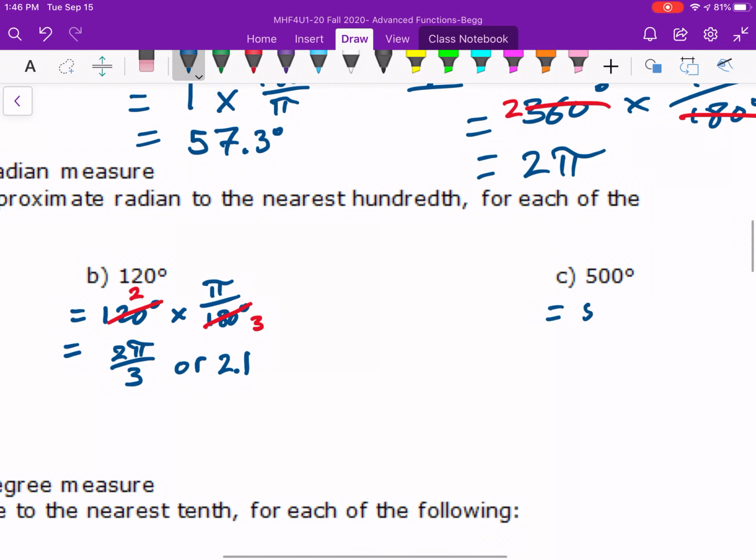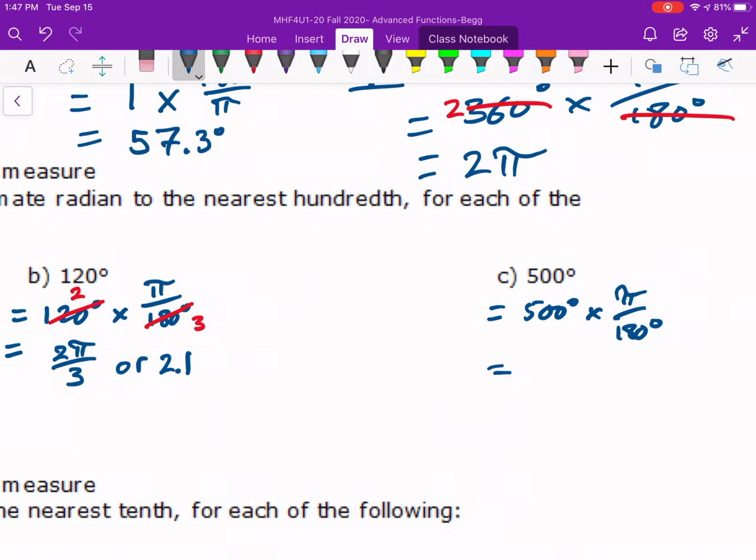So 500 degrees times pi over 180. When I reduce, I can divide each of these by 20. 20 goes into 500 25 times. 20 goes into 180 9 times. And so I'm left with 25 pi over 9, which, if I want to change to a more approximate answer, is approximately 8.7 radians.